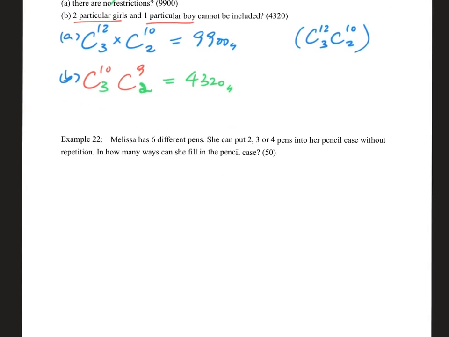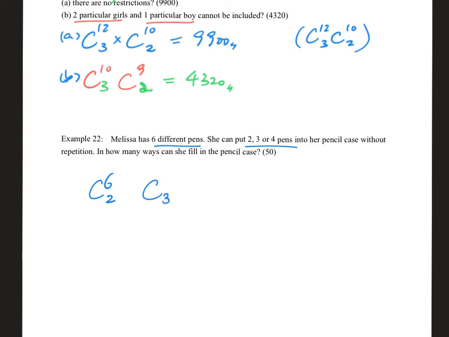Next we come to example 22. Melissa has 6 different pens. She puts 2, 3, or 4 pens into the pencil case without repetition. What does that mean? It means you want to pick 2 pens from 6 pens into the pencil case, 6C2. She may choose 3 pens out of 6. She may choose 4 pens out of 6 into the pencil case. So you want to know how many ways she can fill in the pencil case.